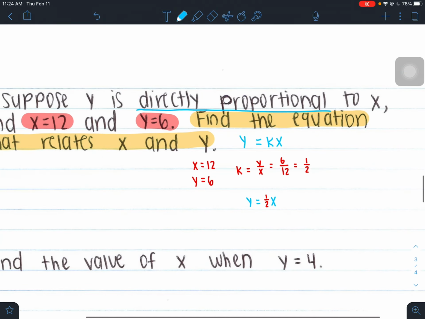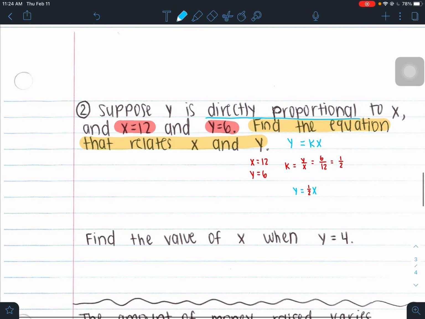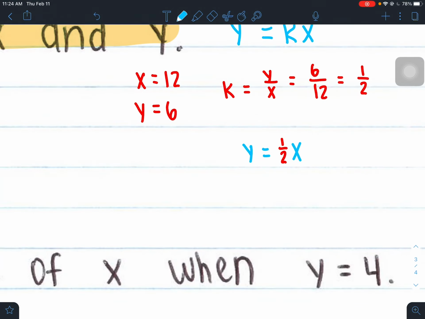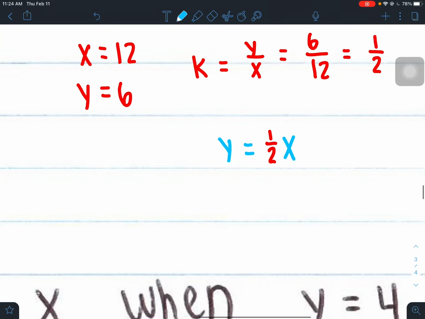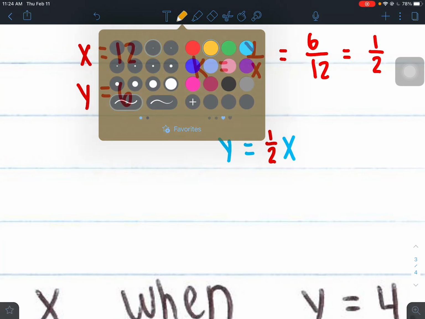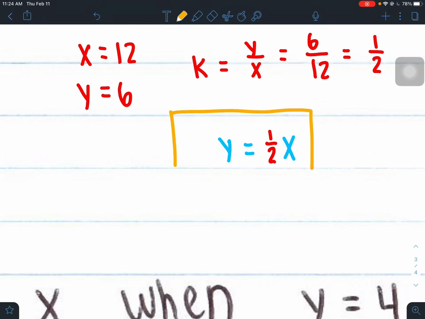So the main thing is, what do they want us to find? Find the equation that relates x and y. Did you find an equation that relates x and y to each other? Yeah, because your final equation has an x and y in it, and you're done. You found the direct variation equation here. That's all you have to do. I need to write this a little bit bigger. It's super small.